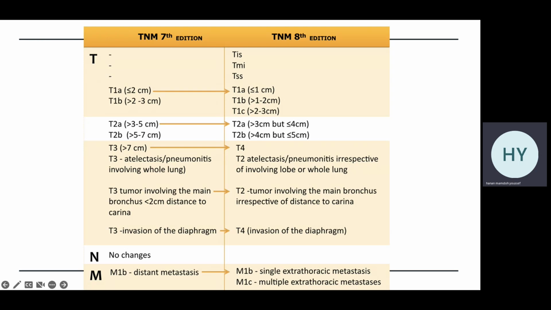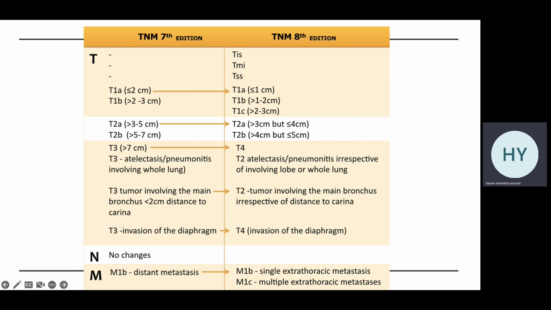And there are other details here about the GGOs and the solid part of the tumor, but we're not going to talk about this today. There is an addition of another subcategory in T1, because with each 1 centimeter increase in the size of the tumor, there's a proportional increase in the risk of death. So that's why they have been subcategorized.